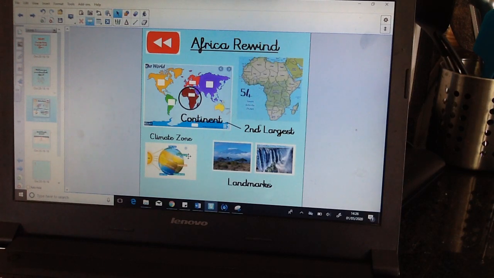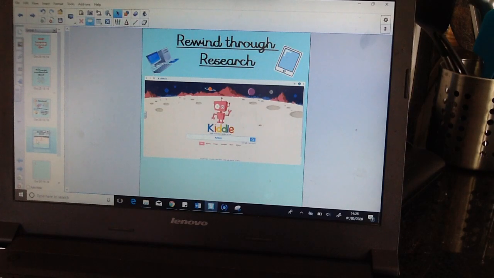What we're going to do now is go on to Kiddle and research a little bit more about Africa, to help us remember as much as we can. This will help us later on in the week, because we are building up to writing a postcard later on in the week. So we're going to go on to Kiddle.